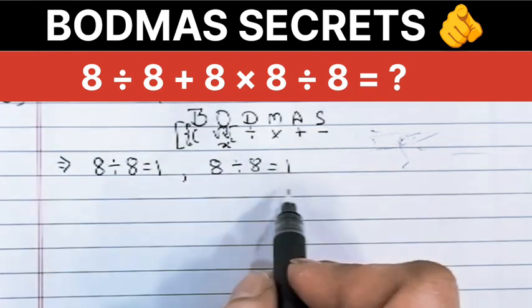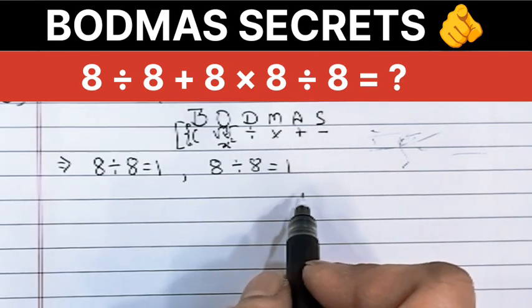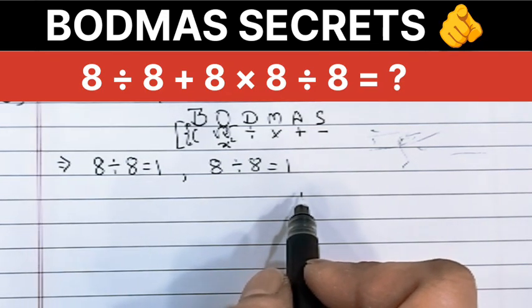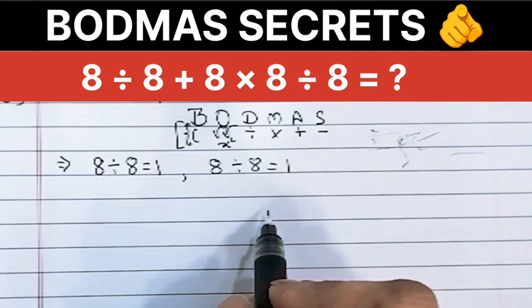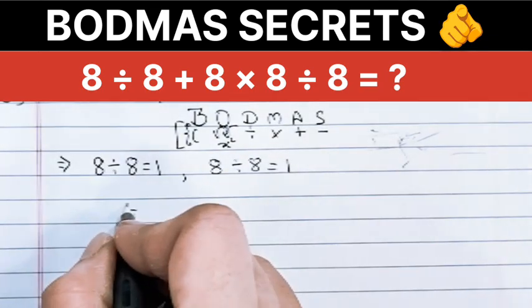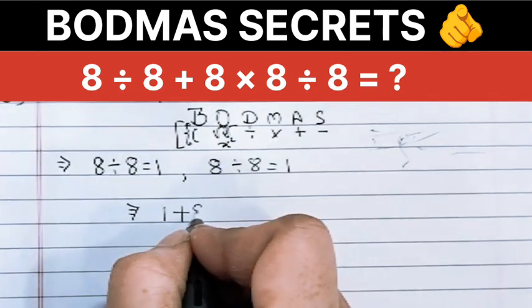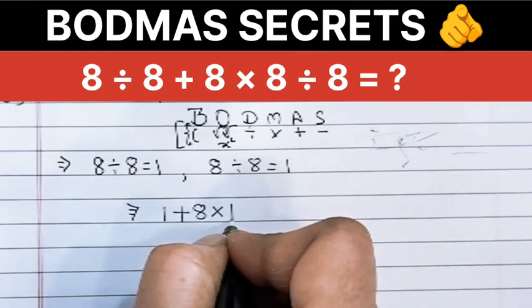Now why have we done this? Division holds a higher priority than addition and must be completed before we can move to the other terms. Now the equation becomes 1 plus 8 multiplied by 1.